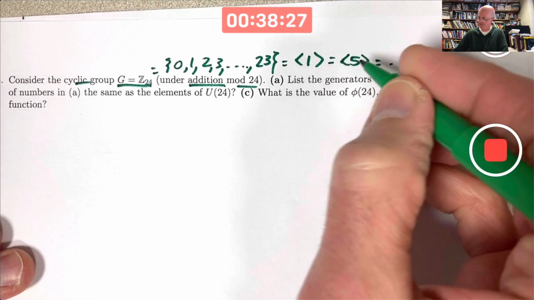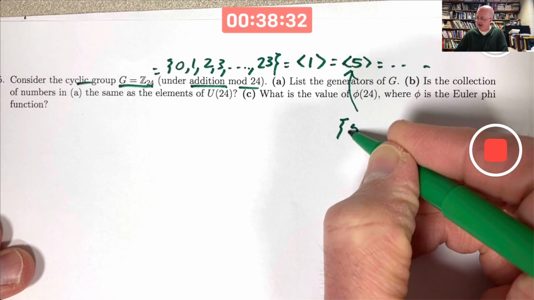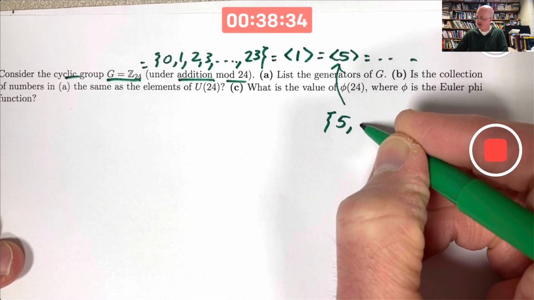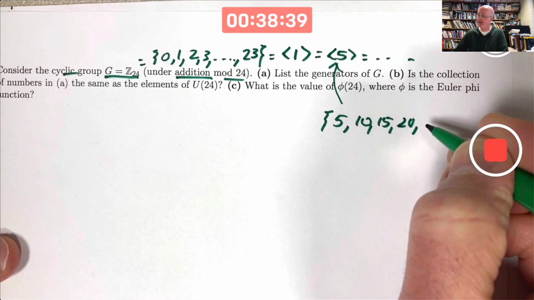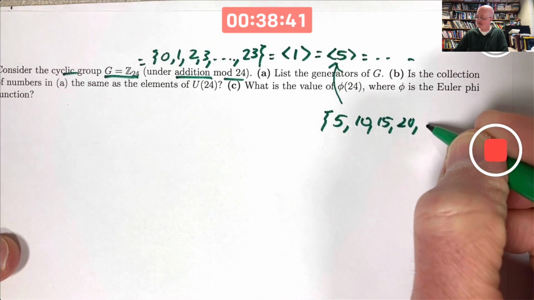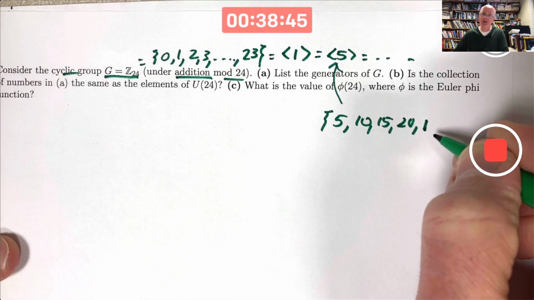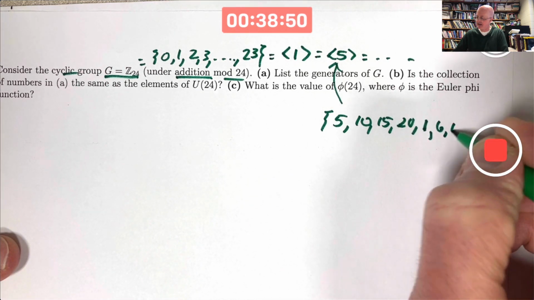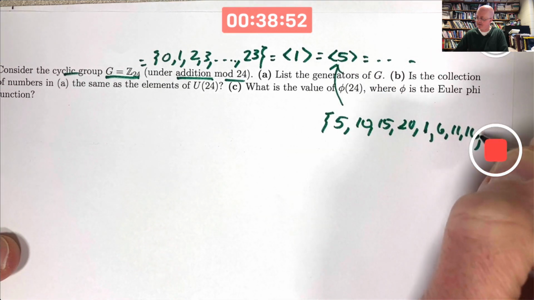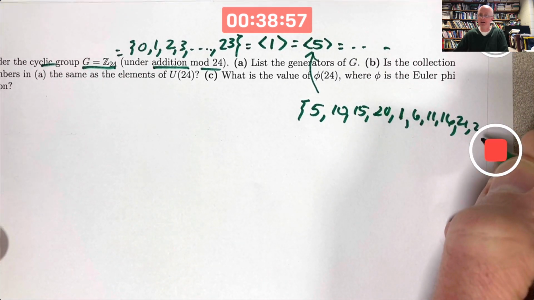Why is 5 a generator? Well, if you add 5 to itself over and over again, initially you get 5, then 10, then 15, then 20, then not 25, but 1. 25 mod 24 is 1. Then add 5 again, you get 6, then 11, then 16, then 21, then 26 mod 24 is 2. Right? 26 divided by 24 is a quotient of 1 and a remainder of 2.